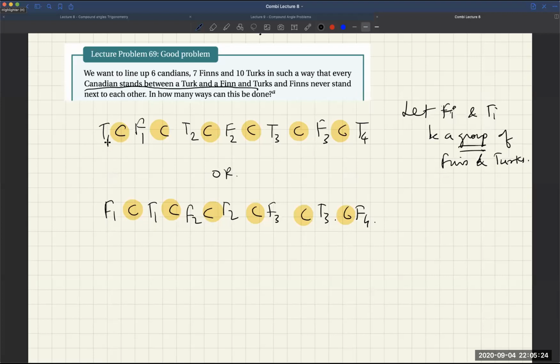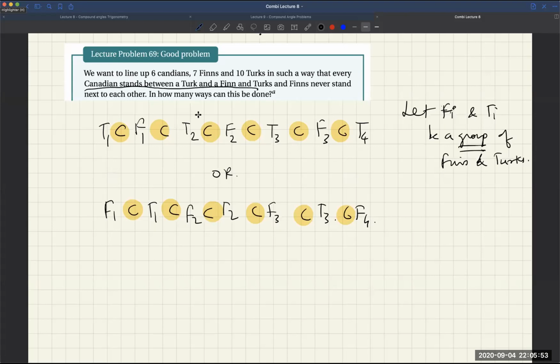Are you getting what I'm saying? Yes, sir. See, Turks and Finns never stand next to each other, but Finns and Finns can stand together, na? Are you following what I'm saying? Yes, sir. And Canadians also can stand together, you know. Like for example, this becomes 0. In that case, what will happen? Canadians will come together, these two. Am I making sense to you?